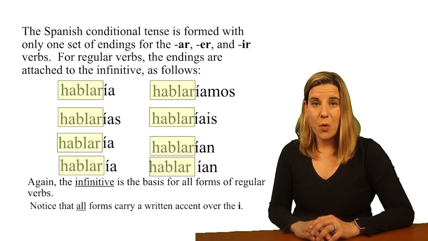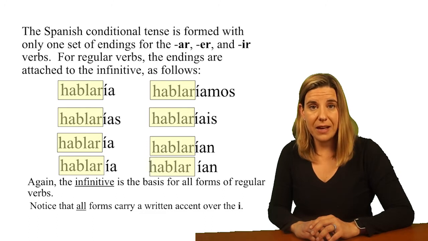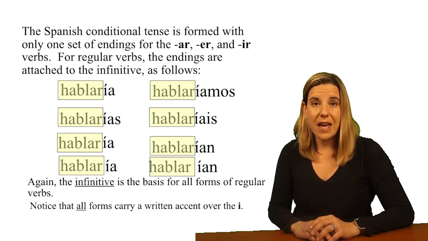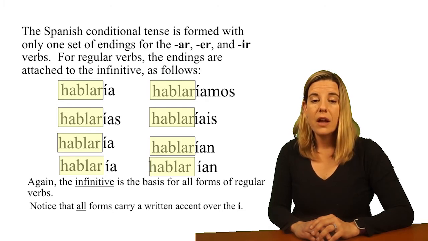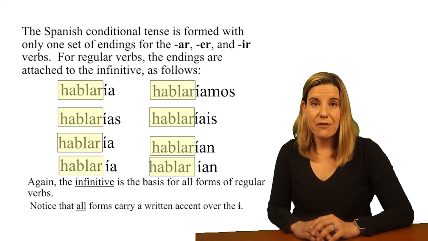First, let's look at how to form the conditional tense in regular AR, ER, and IR verbs. Just like the future tense, the conditional does not require you to drop the ending. So you leave the AR, ER, or IR on the end of the verb. Essentially, you use the infinitive of the verb. Then you're going to add the endings: ía, ías, ía, íamos, íais, ían. Notice that all of the forms have a written accent over the I in the ending.